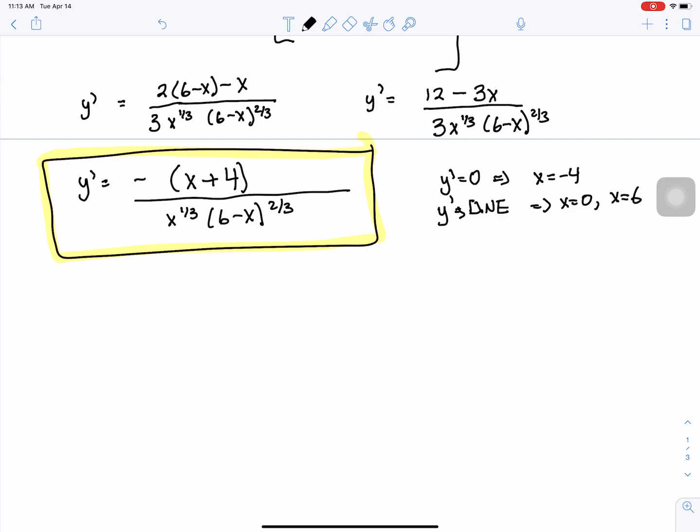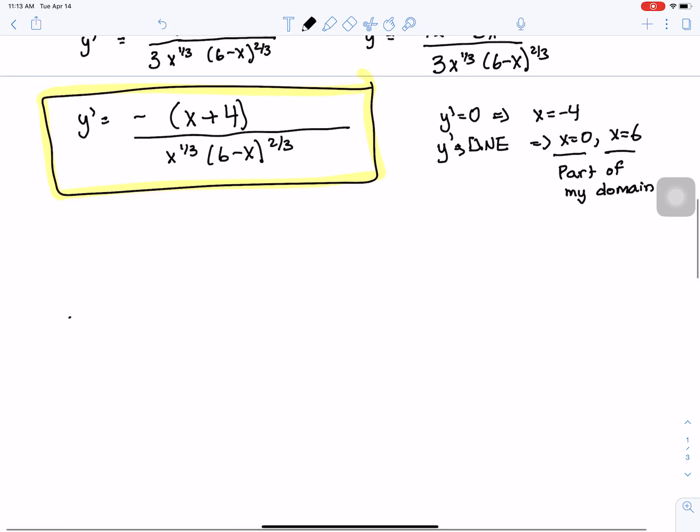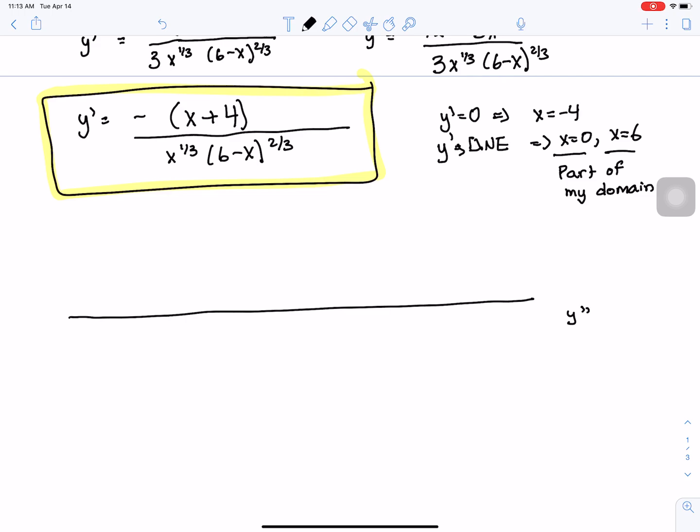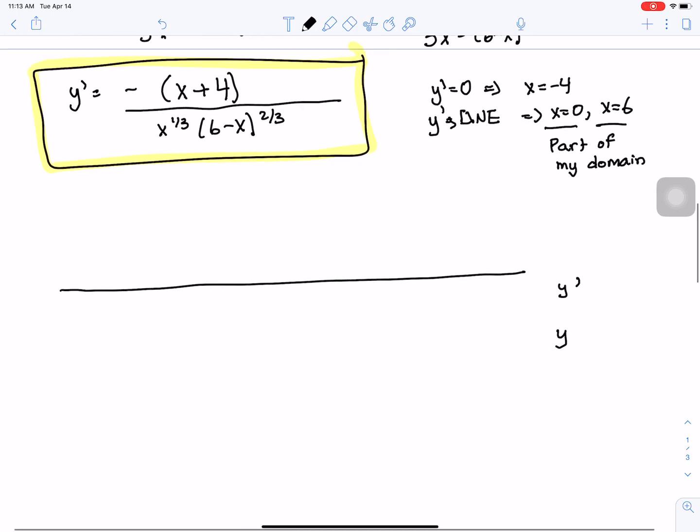Now, one thing you want to notice is my domain of the function was all real numbers, so these are part of my domain. So that means they're a point where the derivative doesn't exist, but there was some sort of continuity at that point in the original because my domain was all real numbers. So being part of my domain, I can classify these as maxes, mins, and so forth. So here's my number line. Whoops, why am I writing y double prime? So this is y prime, and we're going to say something about y.